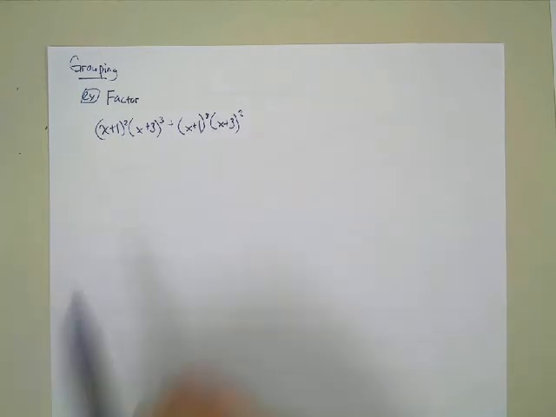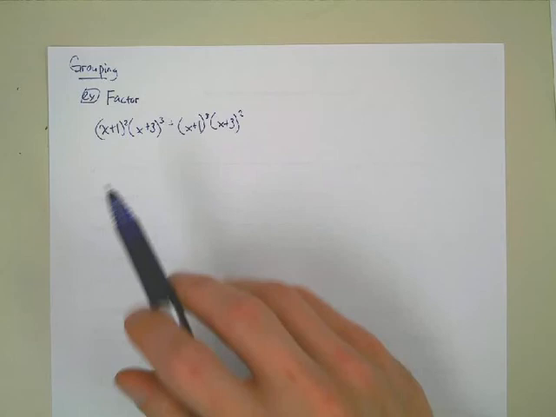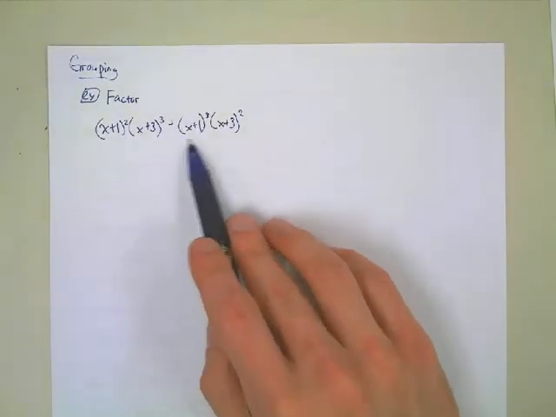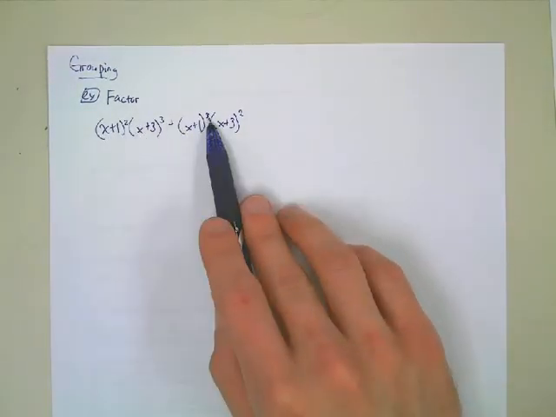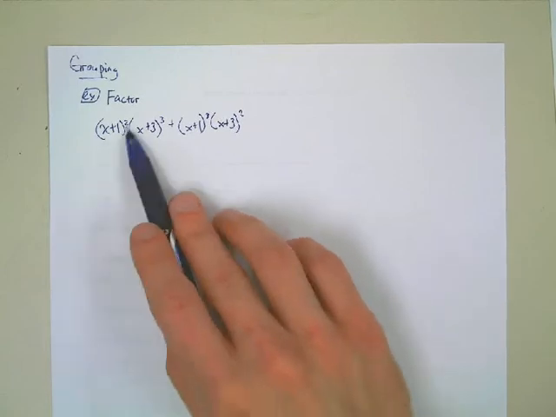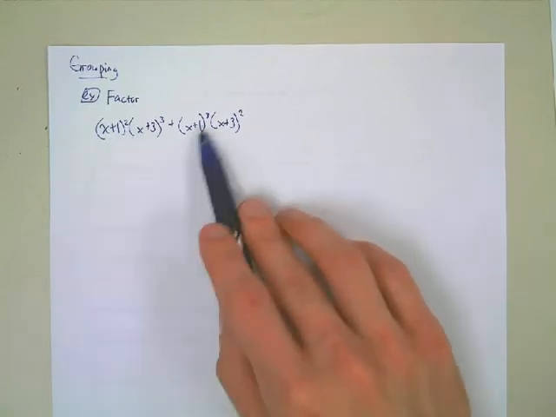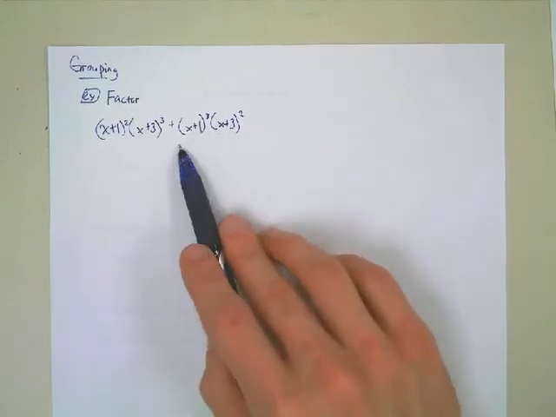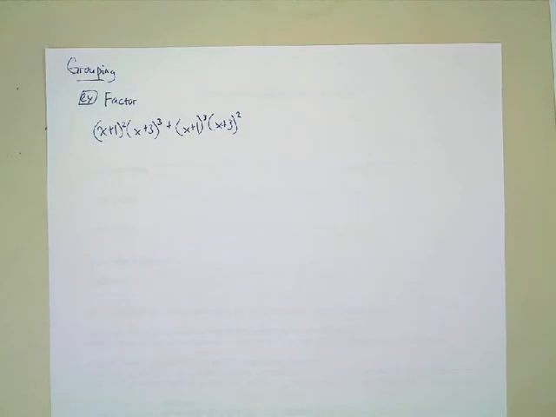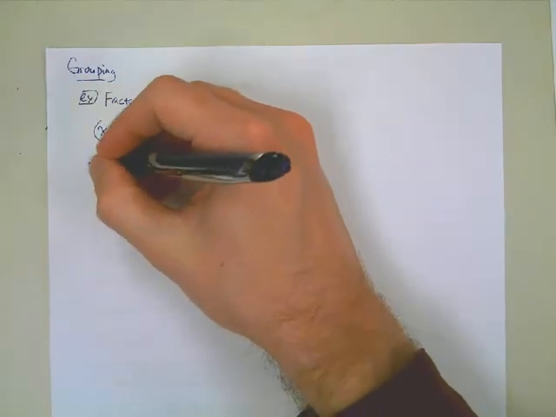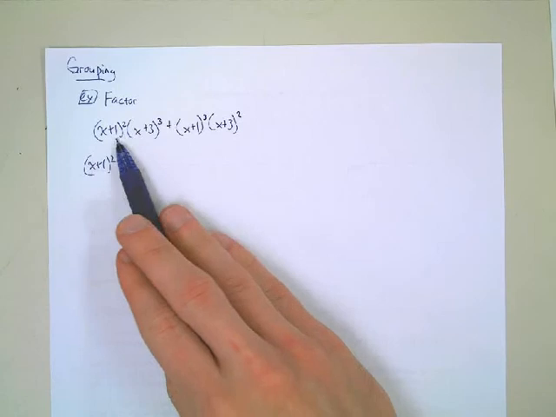In fact, how many x plus 1s? We have an x plus 1 squared there, right? And there's a cube here. So this term has 2 x plus 1s being multiplied together. This term has 3 x plus 1s being multiplied together. The most you can pull out, though, is x plus 1 squared, right? Because that's what they both have in common.